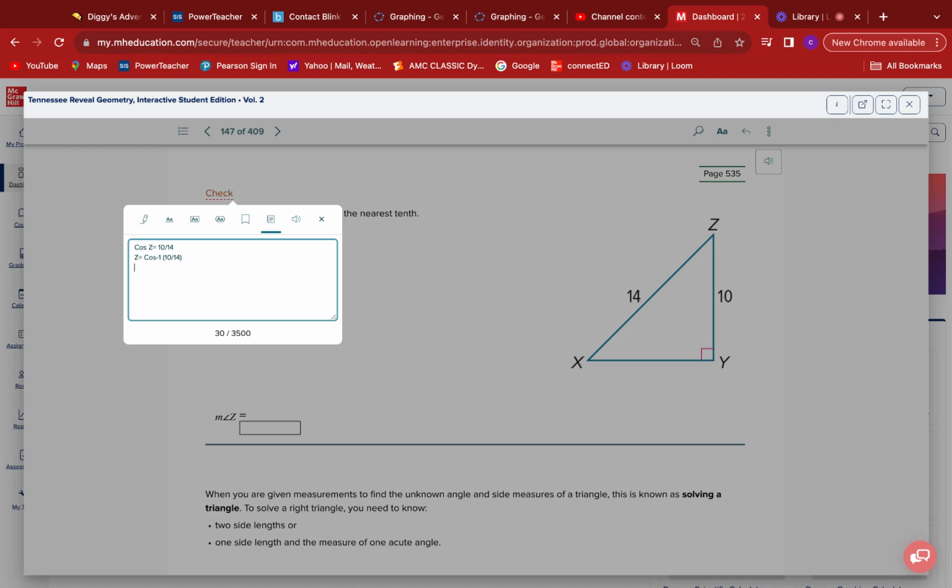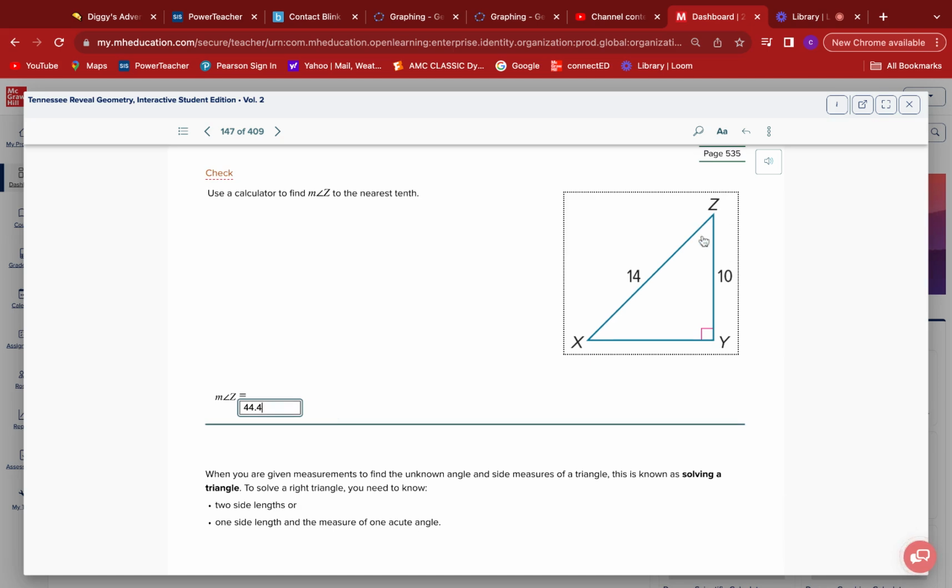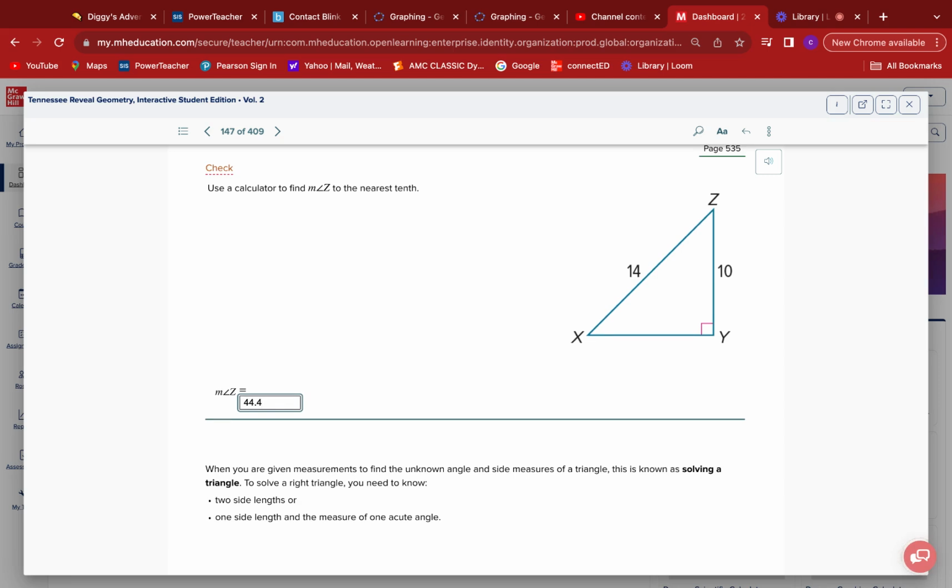And so everybody grab your calculator and make sure you have the -1 power on your cosine because you're looking for the theta. So you might have to hit your second button or your shift key before you hit cosine. And you're going to put in 10 divided by 14. And then hit enter. So you should be looking at Z is, to the nearest 10th, 44.4 degrees. All right, 44.4 degrees. All right, that's angle Z. Do I have to find anything else? No. So it looks like I'm good on that check.